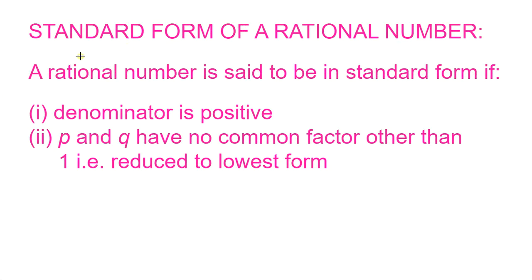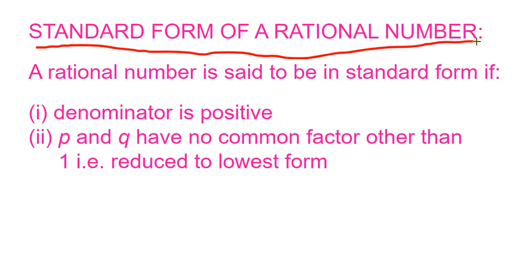Now let us just come to our topic for today. The name of the topic is standard form of rational numbers. It is a very important topic for rational numbers. There are basically two conditions based upon which we say whether a rational number is written in standard form or not. And what are those two conditions? We say a rational number is said to be in standard form if the first condition is the denominator should be positive, and the second condition is P and Q have no factor other than 1. That means P and Q are in their lowest form.